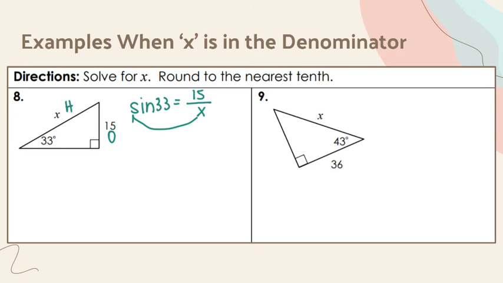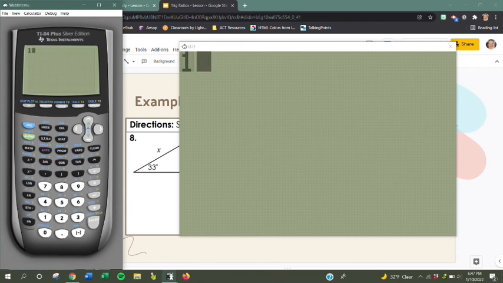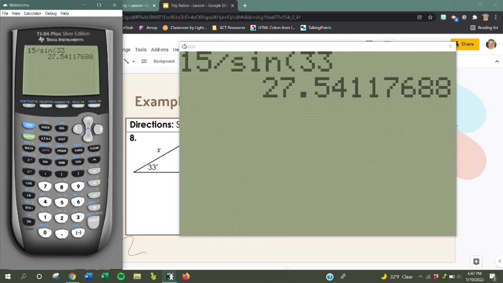We're going to multiply by x to get the x over here. So we're going to have x sine 33 equals 15. Then we can get x alone by dividing by sine of 33 to move it to the other side. So we're going to get x equals 15 over sine of 33. So what that looks like in our calculators is just 15 divided by sine 33. So the answer to this one is going to be x equals 27.5.